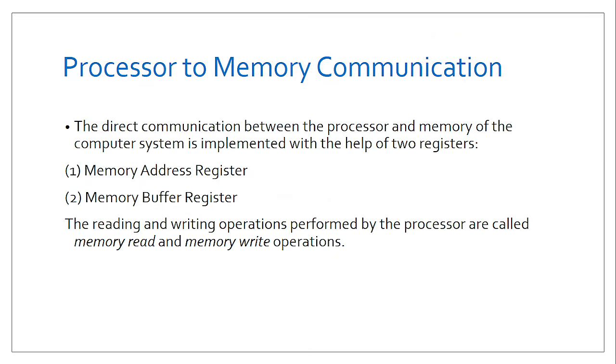So how does the processor communicate with the main memory? This is courtesy of 2 registers. The processor needs to fetch instructions from the various memory addresses.